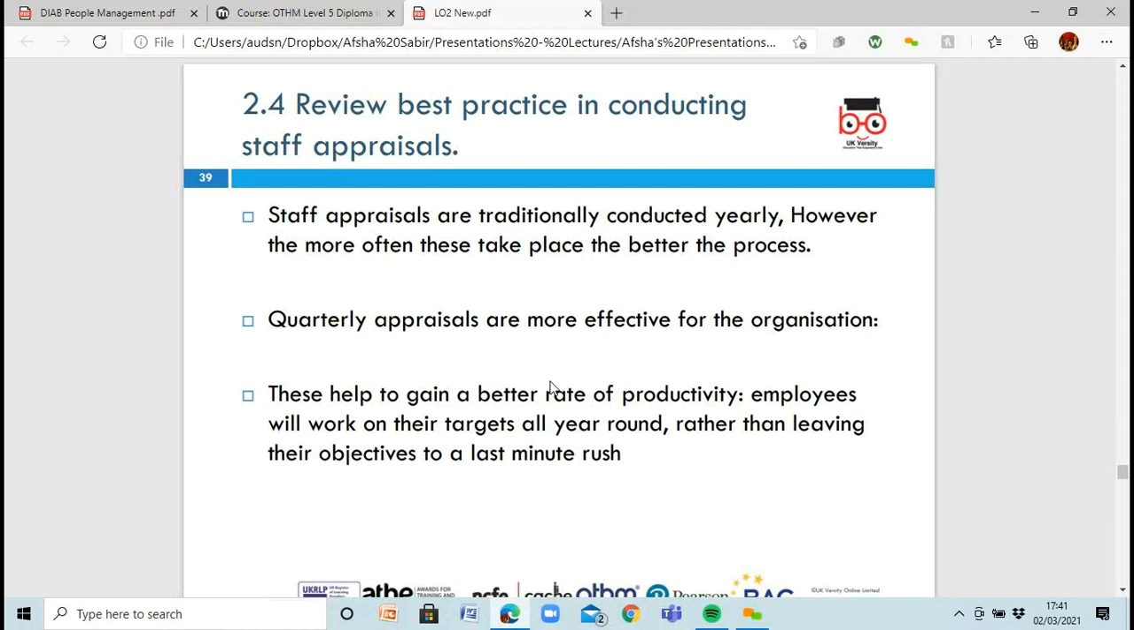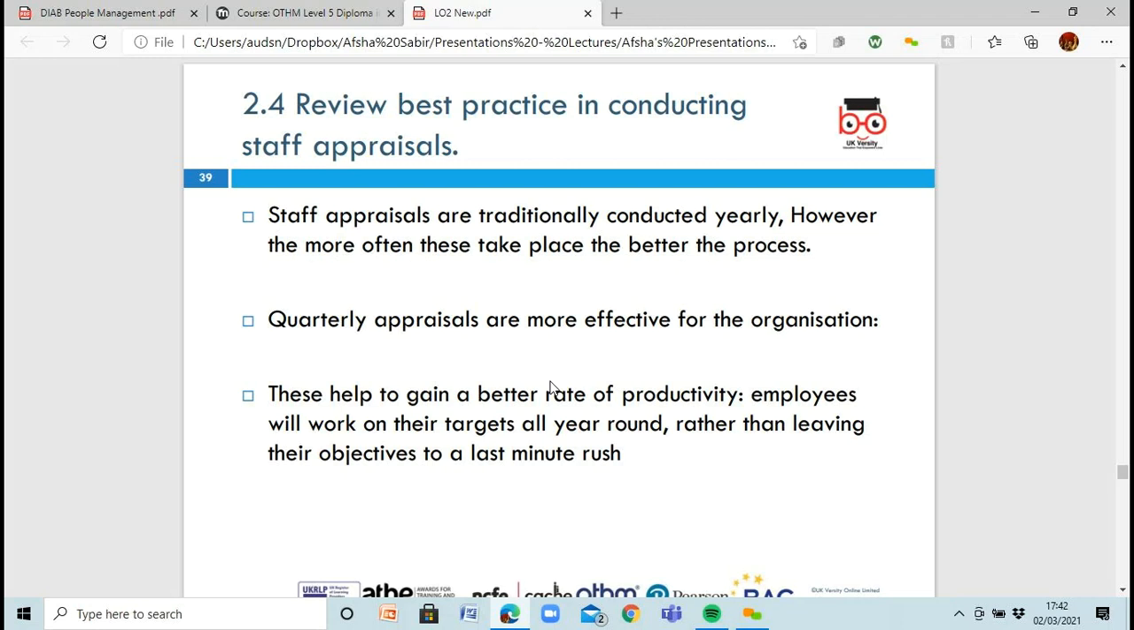Staff appraisals are normally conducted yearly, but I believe that the more often these take place, the better the process, the better the guidance you can have for your team. You've got a better understanding of how things should actually be working. So quarterly, every 3 months, appraisals are more effective for an organization. They will take a lot more time. It'll probably be a lot more paperwork, but it really will help.